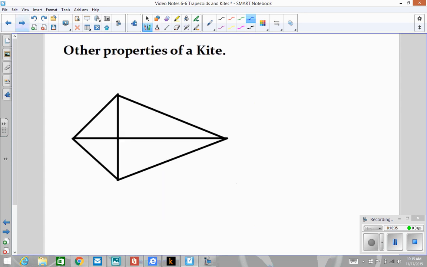Alright, so let's go over the properties of a kite again. So these sides are congruent. They give you the theorem that says the diagonals are perpendicular. And I told you the angles between the non-congruent sides are congruent. So this is congruent to this.